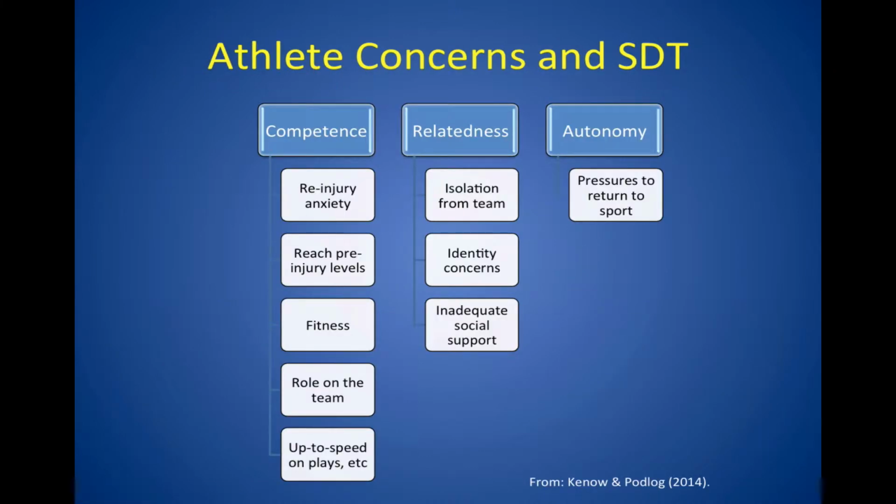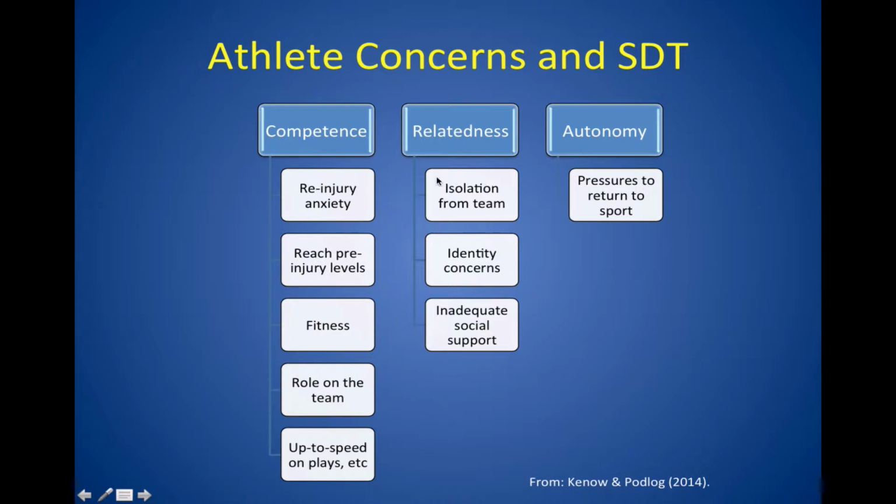So let's talk about competence, relatedness, and autonomy and typical athlete concerns that fall into those categories throughout the rehabilitation process. So competence: re-injury anxiety, reaching pre-injury levels of function, fitness levels, role on the team, being up to speed on plays, strategies, new strategies that the team has formed while you've been out.